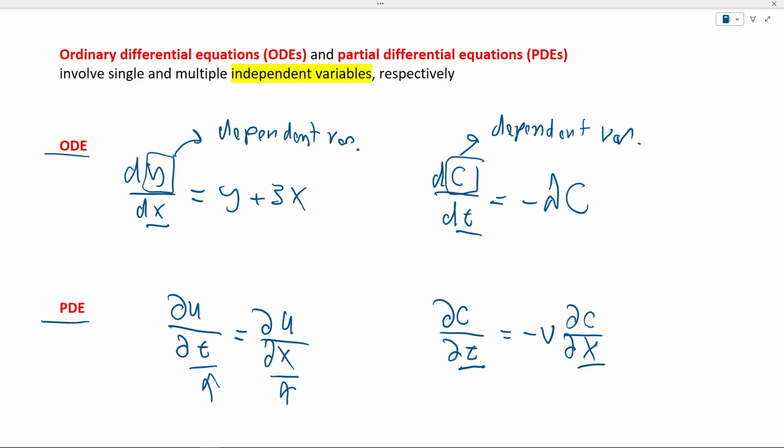So it depends on whether I have a single or multiple independent variables. Here I have a single independent variable, and here I have a single independent variable. That's why this is an ODE. Here I have multiple independent variables, two of them, and here I have multiple independent variables, two of them. Okay.